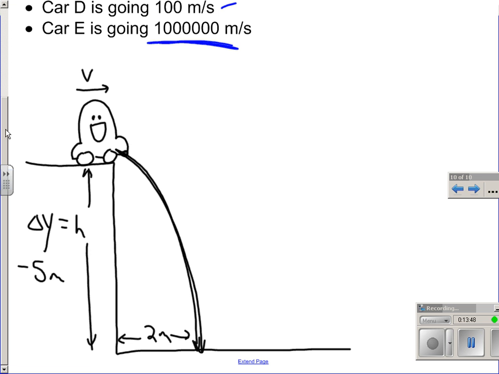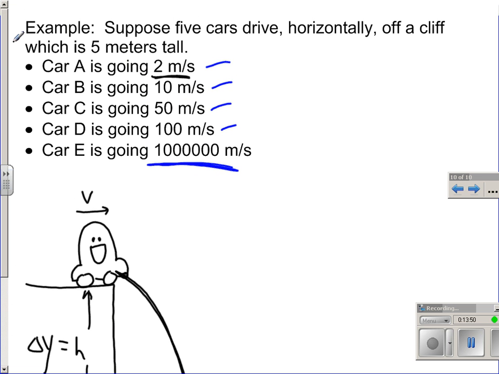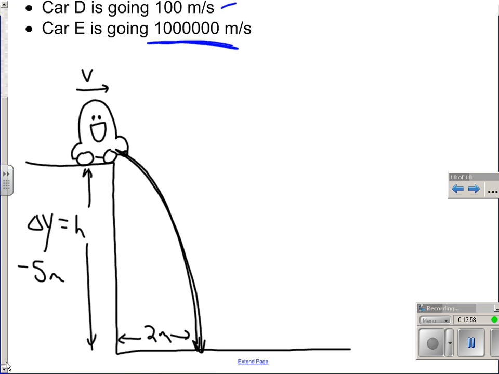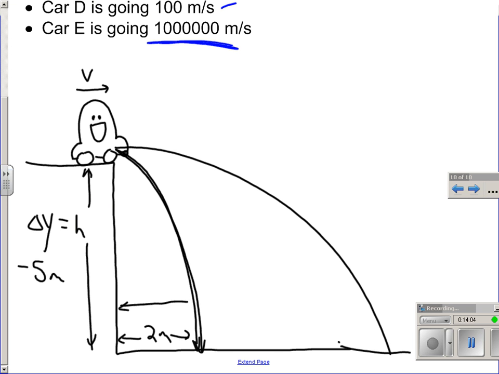Okay, the next car is going faster. It's going 10 meters a second. So in the time that it takes it to fall, 1 second, it's going to just go farther. It's going to go 10 meters in that 1 second. So car B is going to go 1 Mississippi, right? So that it lands 10 meters away. All right, I'm going to run out of room here because my board is not wide enough.